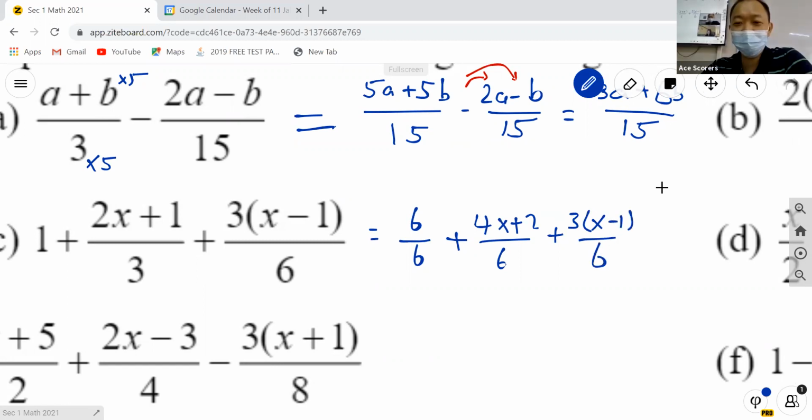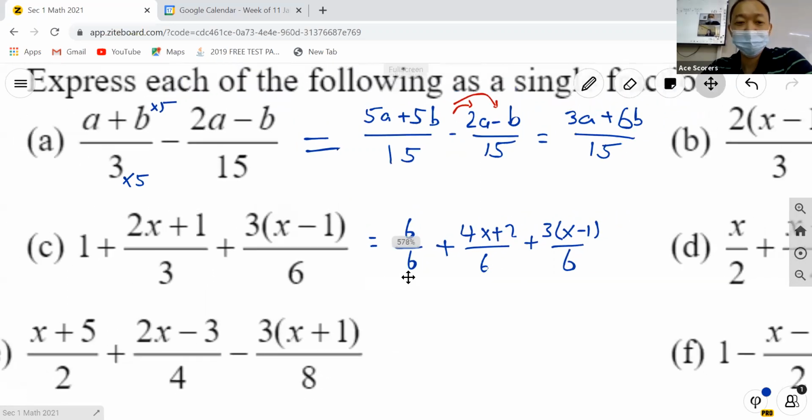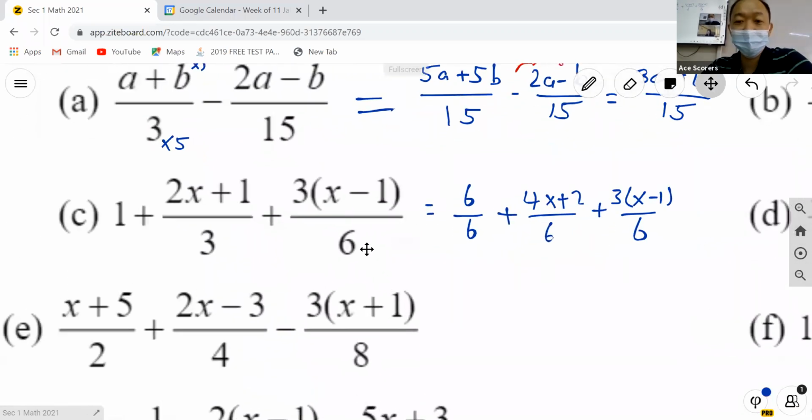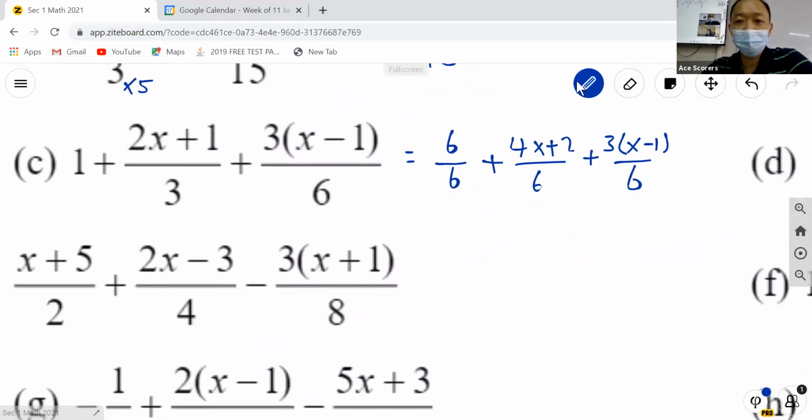Okay, so while you were chit chatting, I already did the C. Can you see the C? For C, we have a whole number. For the whole number, all you have to do is find the common denominator as well. The common denominator in this case is 6. So whole number 1 is basically 6 over 6. Simple? Yes. Then here must times 2 and times 2 because I want to make it 6 as well. So the numerator times 2, I get 4x plus 2, denominator becomes 6. Plus here is just 3x minus 1 over 6.